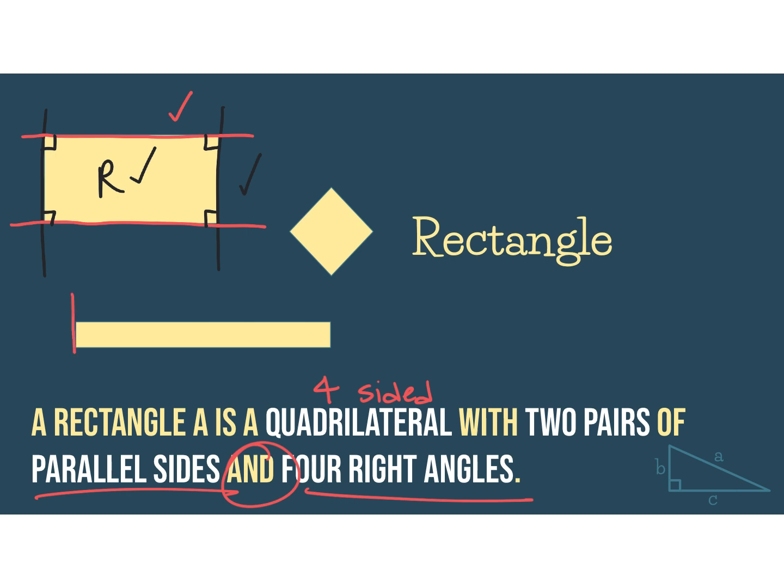Right here, we're checking: is this side parallel to this side? It is. Is this side parallel to this side? It is. And then we're going to check to see if we have 1, 2, 3, 4 right angles. We do. This is also a rectangle. All right, last one. Is this side parallel to this side? Yep. Is this side parallel to this side? Yep. And then we're checking. Oh, yes, that does look like 4 right angles. So this is also a rectangle.